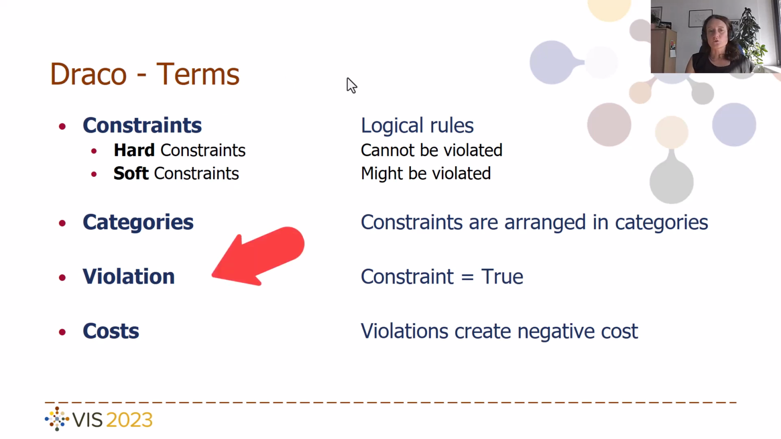If a soft constraint is violated, which means that the logical expression of a constraint is true, then this constraint generates negative costs for a certain visualization. Visualizations in Draco are recommended and ranked based on these costs.